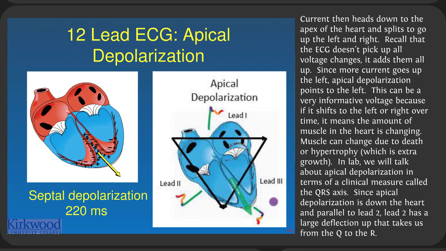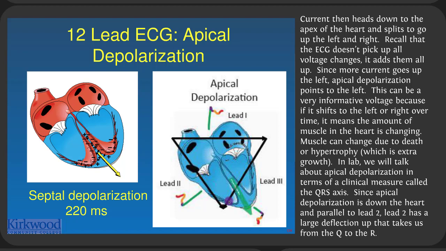Next, we have apical depolarization, so current heads down to the apex and splits to go up the left and the right. Recall that the EKG doesn't pick up all voltage changes, it adds them all up. Since more current goes up the left, apical depolarization points to the left. This can be a very informative voltage because if it shifts to the left or right over time, it means the amount of muscle in the heart is changing. Muscle can change due to death or hypertrophy, which is extra growth.